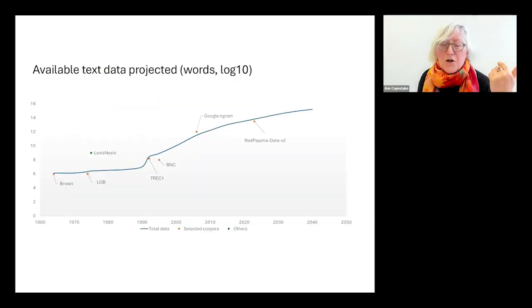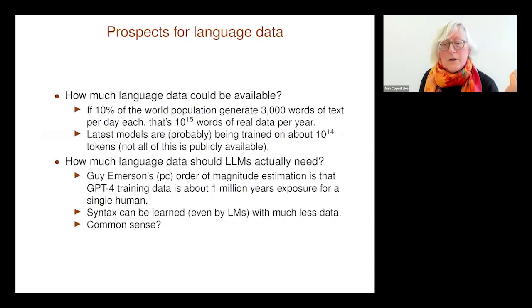So here's my projection of what's going to happen with the available text data. Taking the slide I had earlier and projecting it for another 15 years or so. And I think it's going to level off. I think it has to level off. I mean, how much language data could be available? Here's a very back of the envelope calculation.